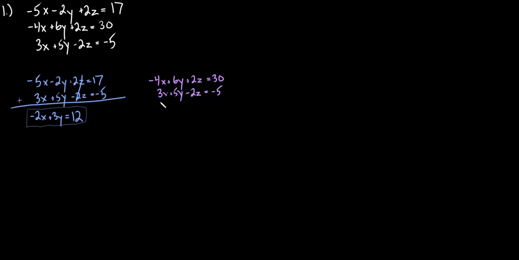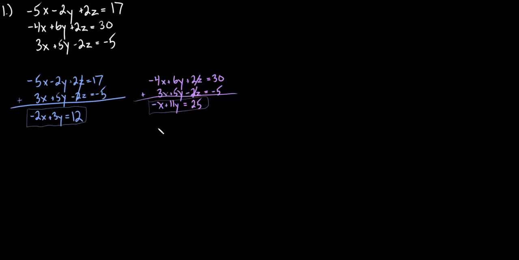negative 5. And now when I add these two particular equations together, the z's are once again going to cancel. So I'm going to get negative 4x plus 3x is negative x, 6y plus 5y is 11y, 2z minus 2z cancel, that's what we want, and is equal to 30 minus 5 is 25. So these are two new equations.